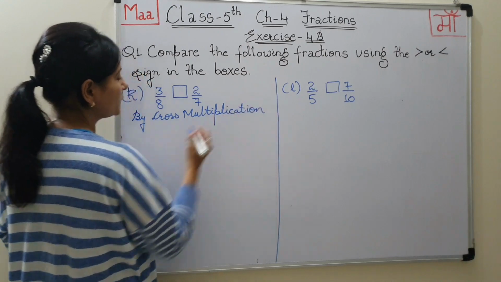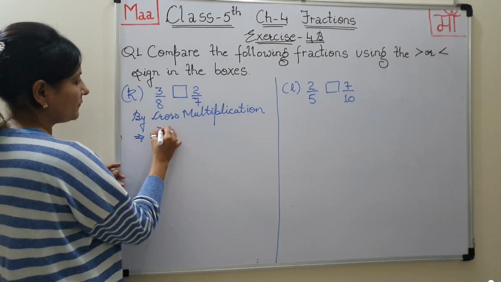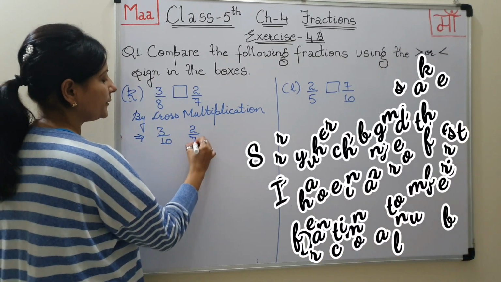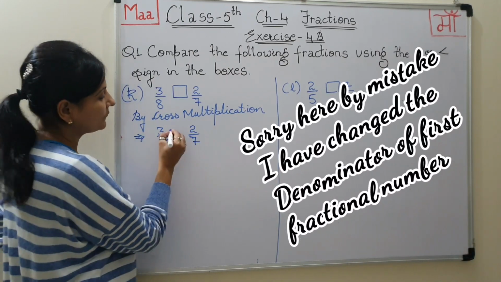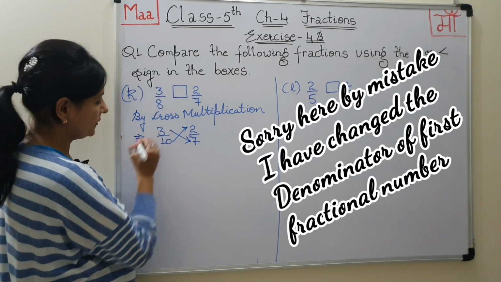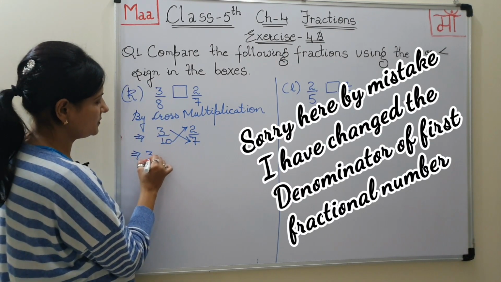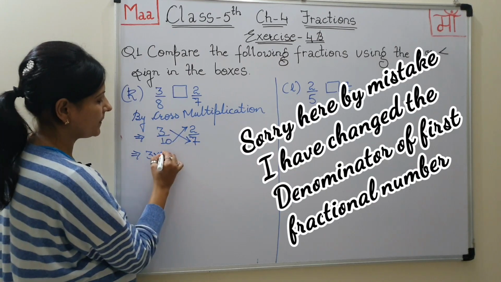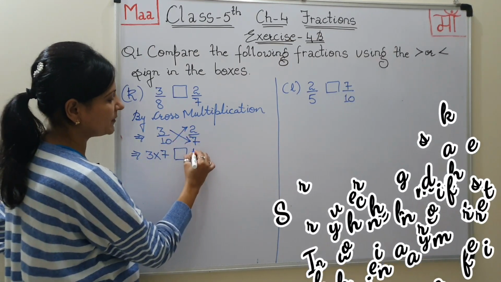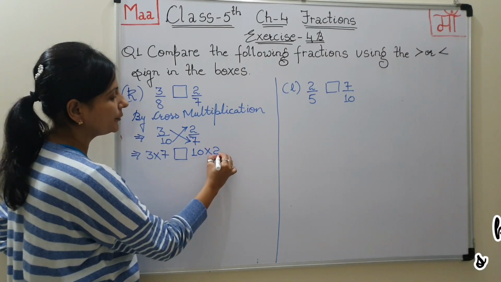Firstly, I have written by cross multiplication. Now, I will be writing the fractional values again, 3 upon 10 and 2 upon 7. After writing this, we have to make the cross multiplication sign. Firstly, 3 will be written and 3 will be multiplied by number 7. Make one box in between. Then this 10 will be multiplied by number 2.